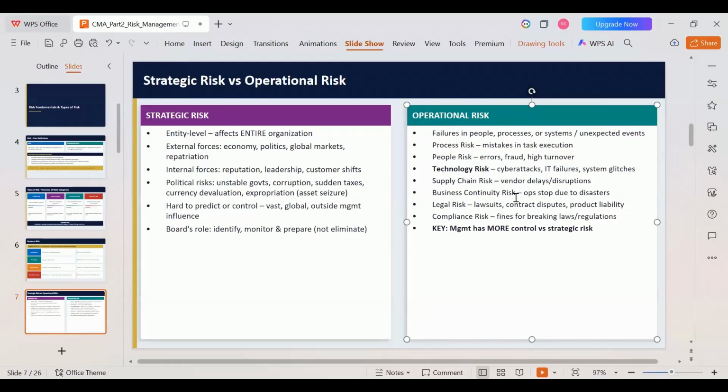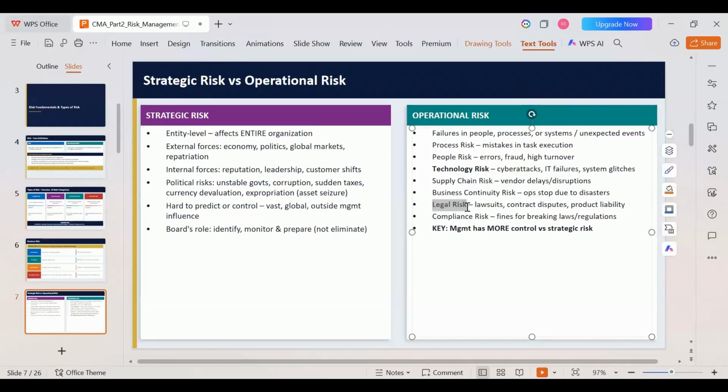Then comes business continuity risk. When natural disasters occur, they affect businesses which are prone to natural disasters, which are destroyed by them. Business continuity risk means businesses don't stop there. When they are dissolved due to natural disasters, again they have to rebuild. So that is business continuity risk. Then comes legal risks and compliance risks. These two are main forms of operational risks.